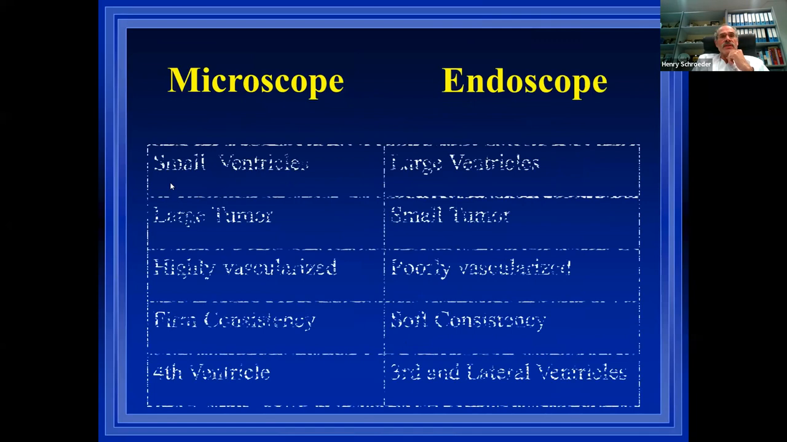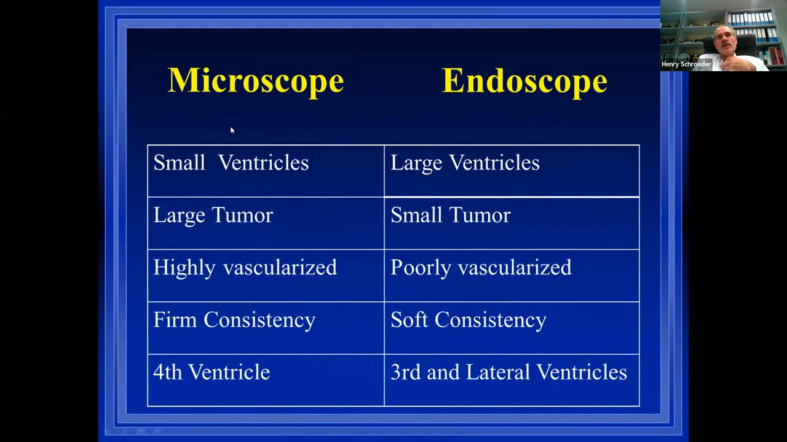When we have small ventricles, most of the time we use a microscope if it's a larger tumor. If it's a small tumor, we can also use an endoscope. If you take a biopsy in small ventricles, you always use a little otoscope. When we have large tumors, hypervascular, of course, the microscope is more effective. If you have small tumors, which are poorly vascularized, the endoscope is an option. Firm consistency, also the microscope is better, in my opinion, than the endoscope.